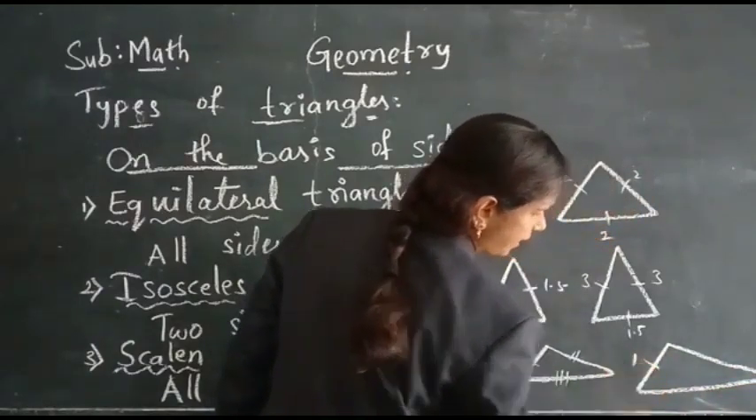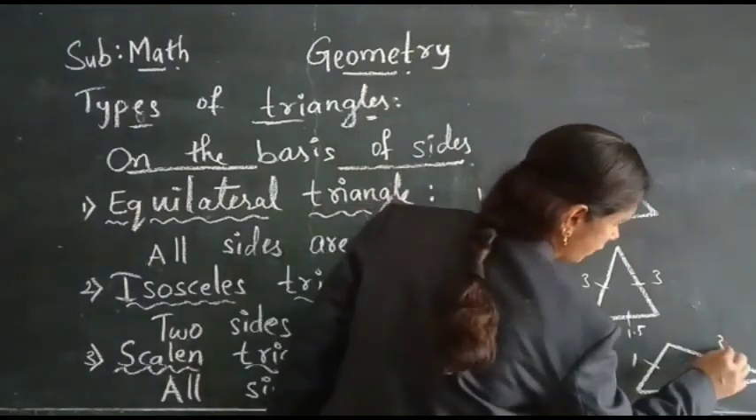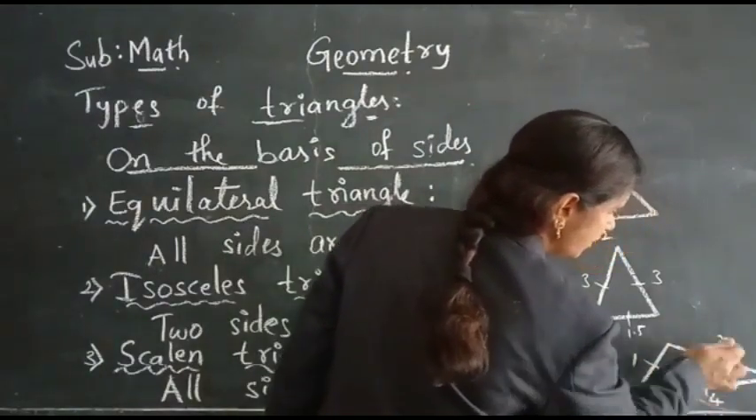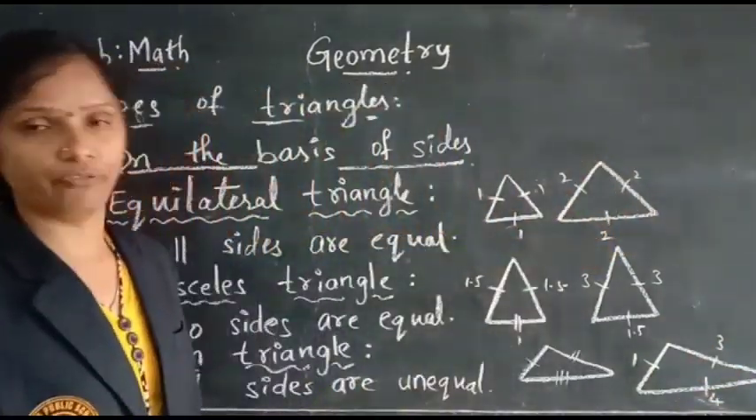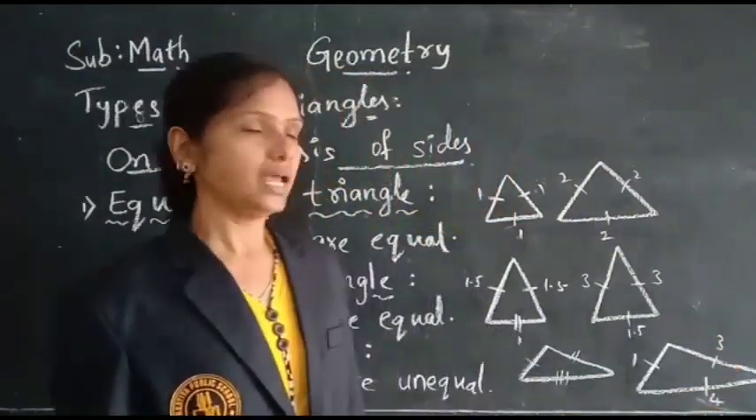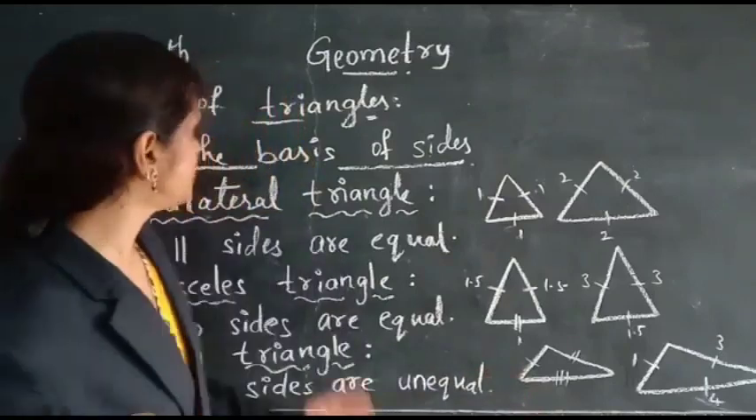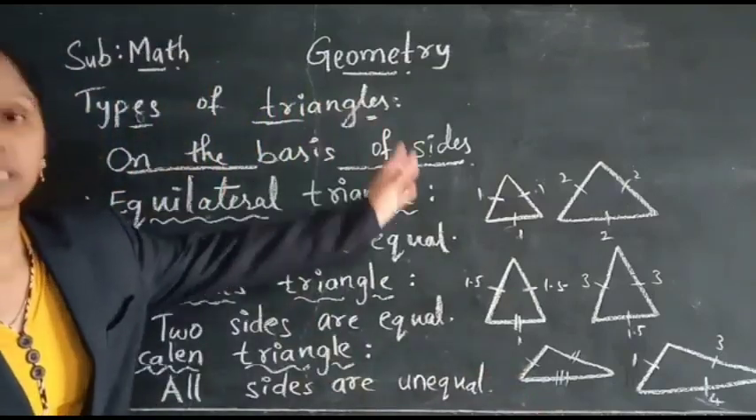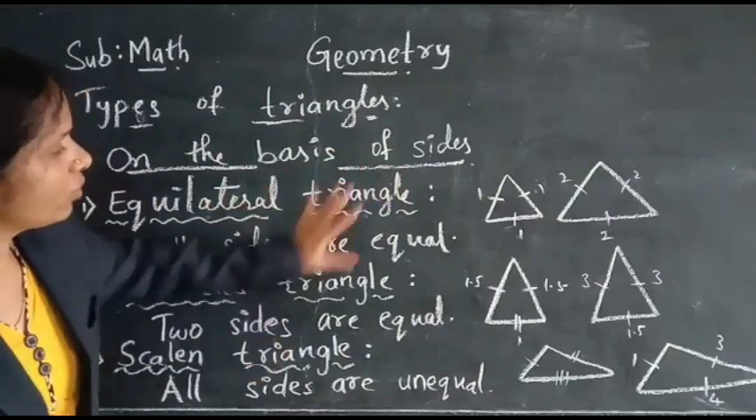Here, for example, I am taking 1, here 3, here 4. So the 3 side lengths are different. Here one side length is 1, one side length is 3, one side length is 4. Like this. These are the 3 types of triangles on the basis of sides. Here I talked about all sides only.